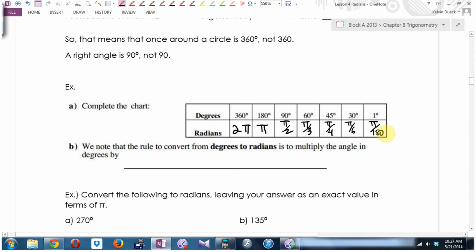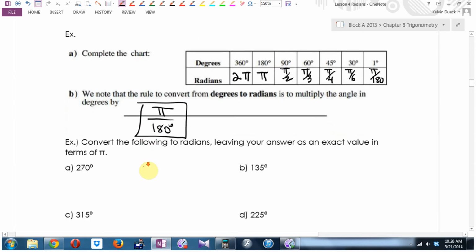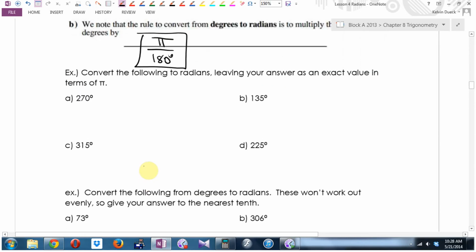What that means is if I want to convert from degrees to radians, I'm going to multiply by pi radians over 180 degrees. This is my conversion factor. It says, convert the following to radians, leaving your answer as an exact value in terms of pi. In other words, we want something pi by something. 270 degrees, I'm going to multiply that by pi radians over 180 degrees.